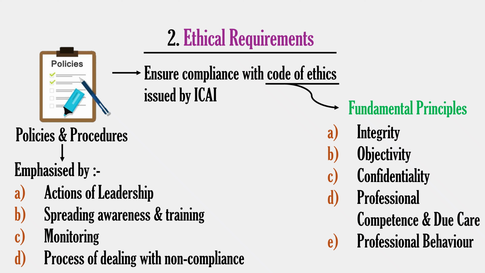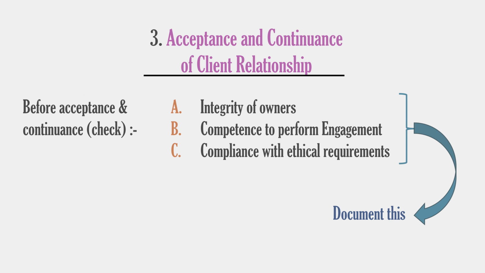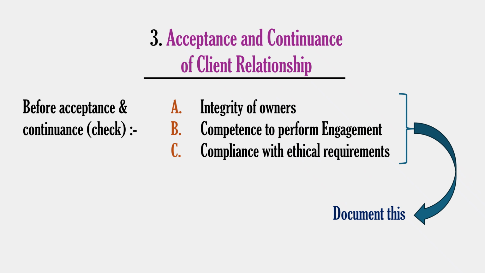For example, there can be a familiarity threat, and the safeguard depends on the nature of engagement as well as the length of service. So, in this case, the safeguard can be the rotation of personnel or the duties that are assigned to the personnel. Now, the third element is acceptance or continuance of the client relationship.